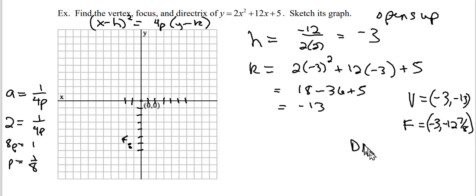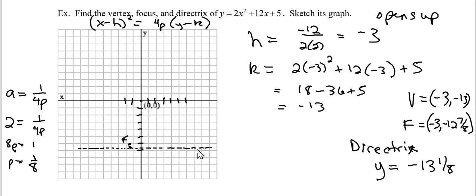The directrix will be a horizontal line, y equals -13 and 1/8, because I'm going 1/8 below the vertex, right? And so if I was at -13, 1/8 below that would be -13 and 1/8.